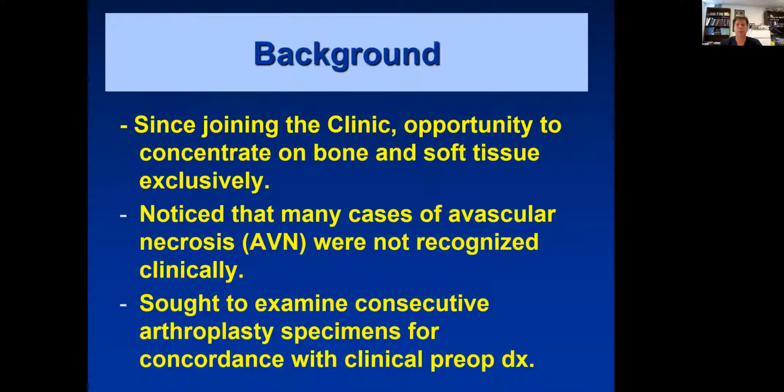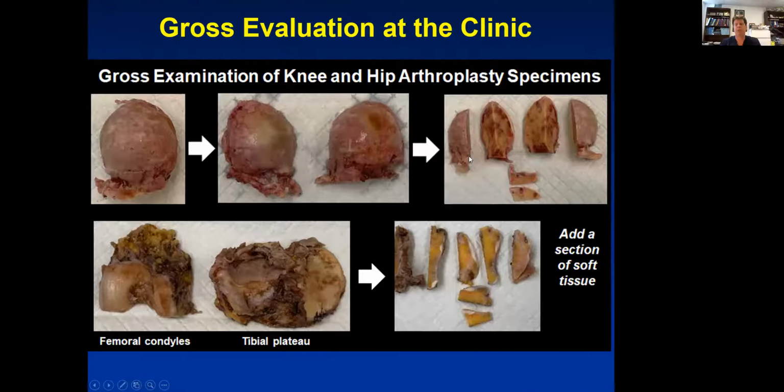Were there other discrepant diseases that were also not being recognized? So I sought to examine consecutive arthroplasty specimens looking for concordance with the clinical preoperative diagnosis. Now, this resulted in a much larger arthroplasty study looking at a variety of things. For the purposes of this discussion, we're going to focus on AVN.